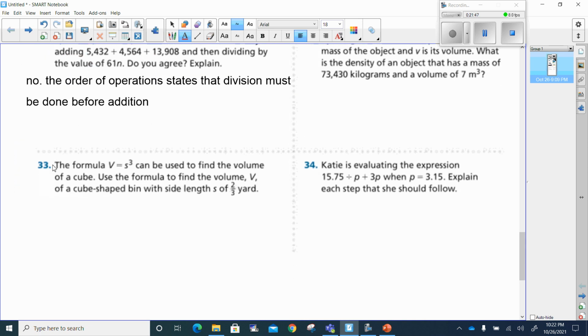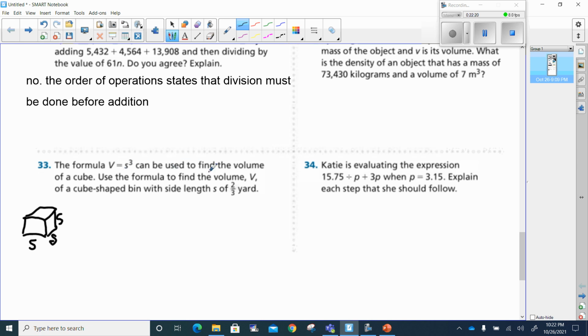Number 33, the formula V equals S to the third power can be used to find the volume of a cube. All right? And that makes sense, because if I'm dealing with a cube, I know that the volume is found by taking the length times the width times the height. And that tells us how much is inside, right? So this is one side, this is one side, and this is one side. And when we multiply them all together, it tells us how much fits inside of there.